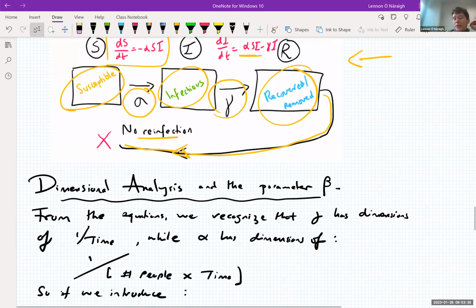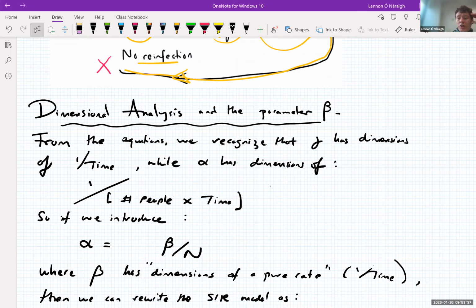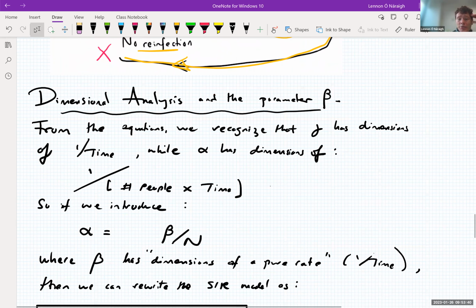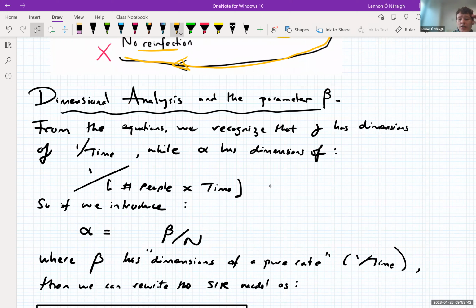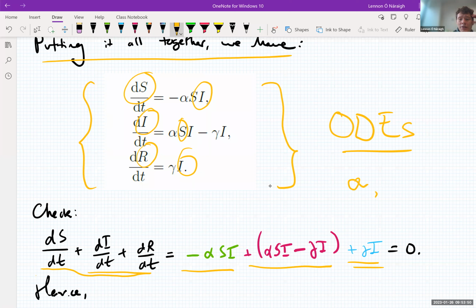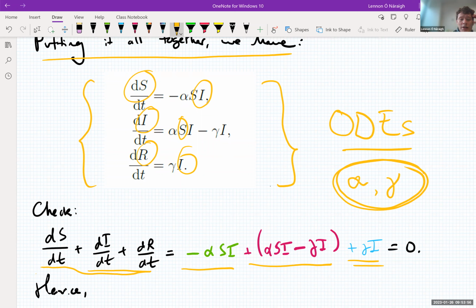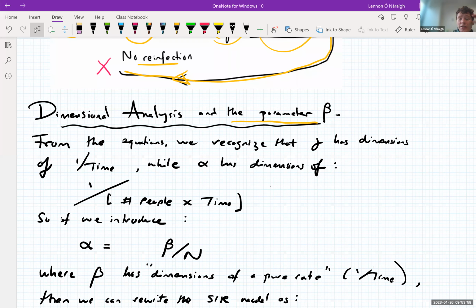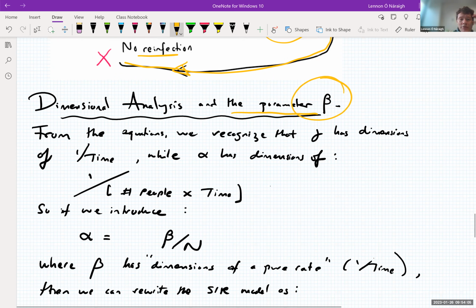So that was the first part of the lecture out of the way, where I said we'd talk about the equations and the assumptions. And now I just want to talk a little bit about the parameters in the model. You can see the model has these two parameters, alpha and gamma. So I want to just talk about those in a bit more detail. And this will necessitate the introduction of an alternative parameter, beta. We're actually going to get rid of alpha.